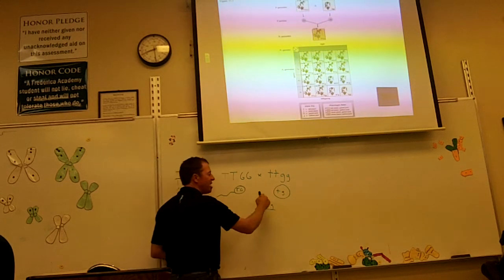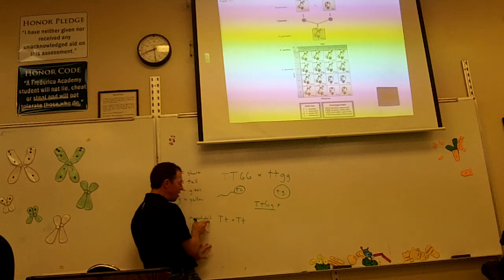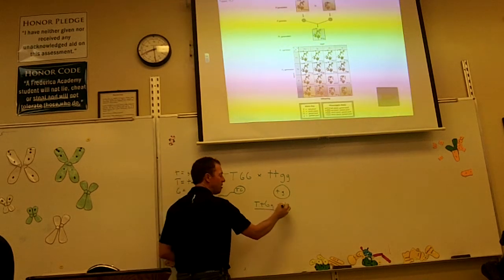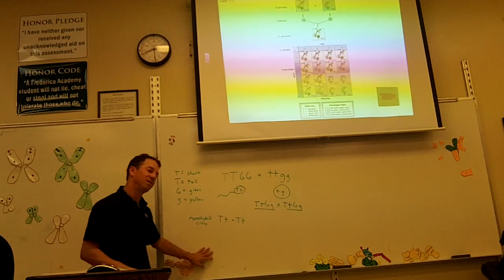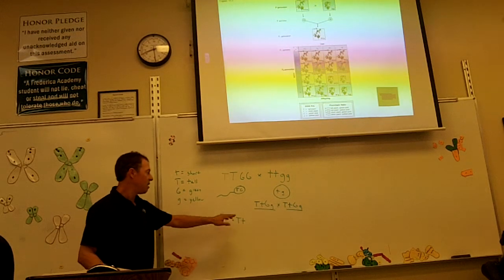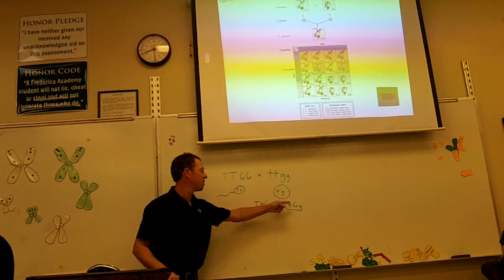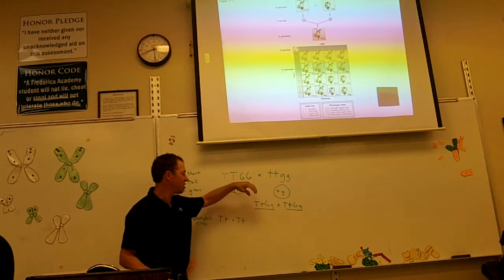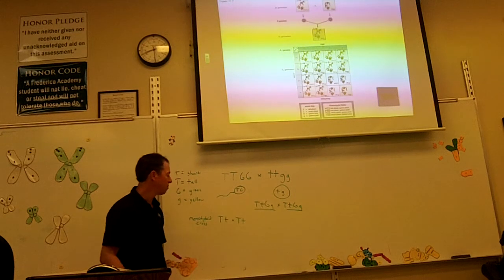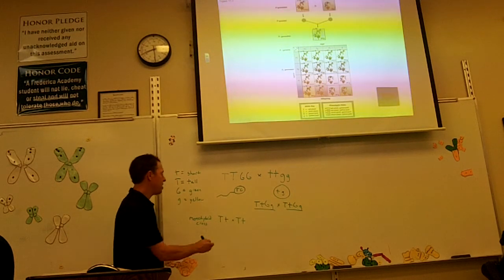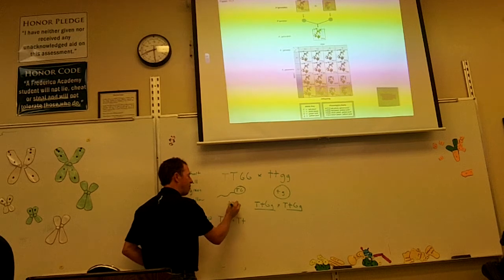So if he crossed two of these together, he didn't call it a monohybrid cross. You know what he called it? Dihybrid cross. Because they're heterozygous for two different traits, tallness and pod color. And so he called this a dihybrid cross.